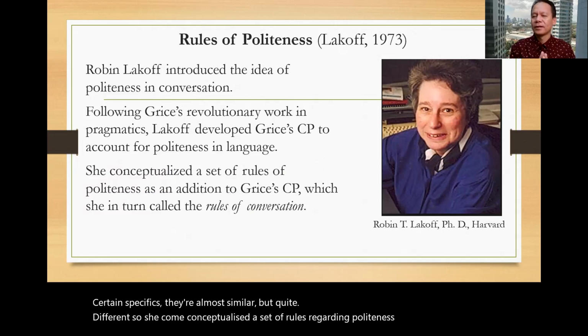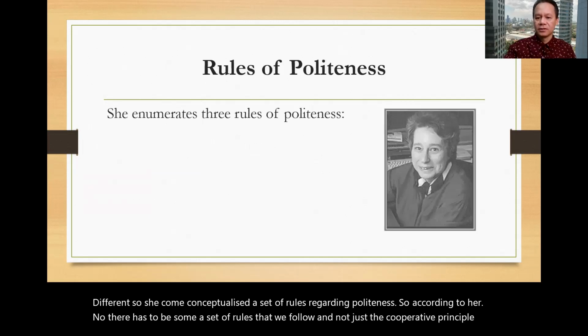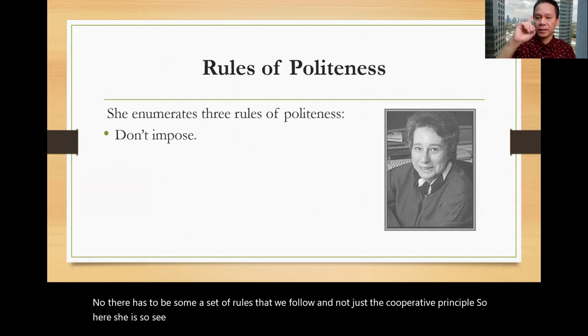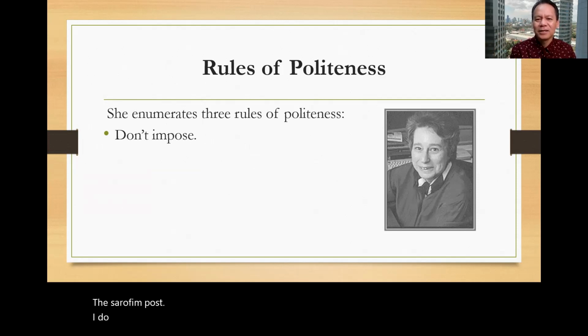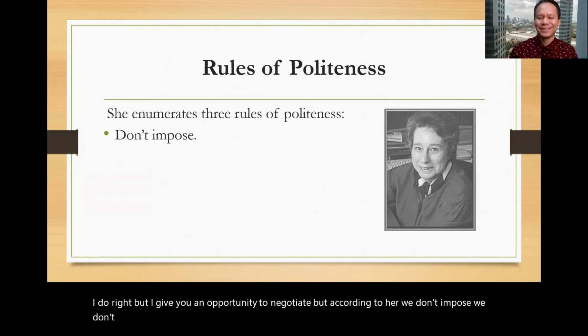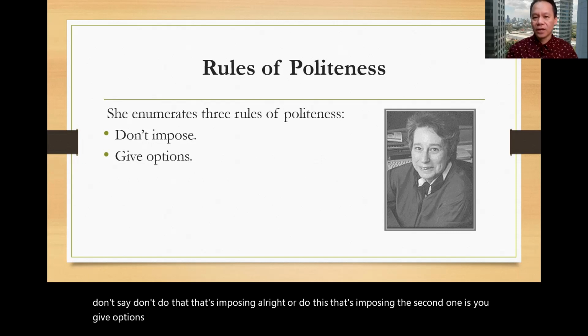So according to her, there has to be a set of rules that we follow and not just the cooperative principle. So here she is. She enumerates three rules of politeness. Number one, don't impose. Does Sir Rafi impose? I do, right? But I give you an opportunity to negotiate. But according to her, we don't impose. We don't say, don't do that. That's imposing, all right? Or do this, that's imposing. The second one is you give options, okay? So don't impose. Instead, you give options. All right, class, during our exam, right?